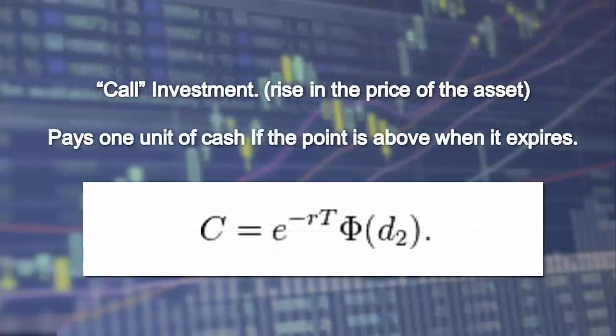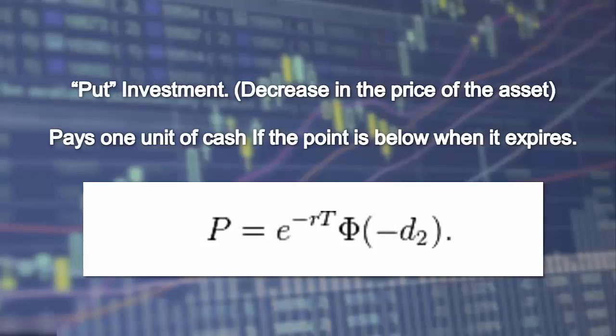Call investment, rise in the price of the asset. Pays 1 unit of cash if the point is above when it expires. Put investment, decrease in the price of the asset. Pays 1 unit of cash if the point is below when it expires.